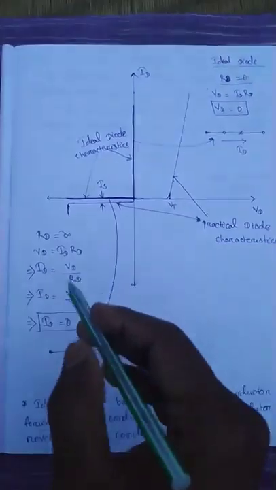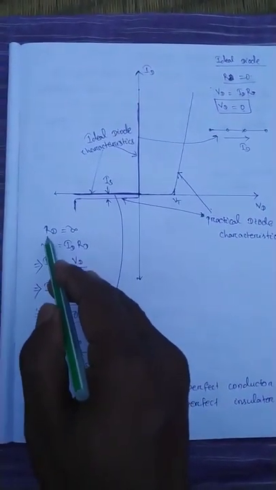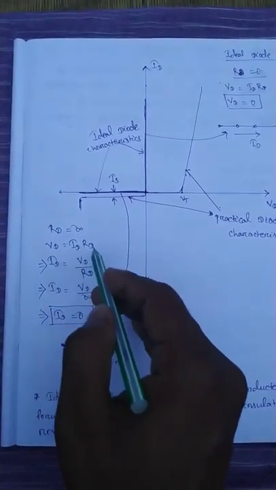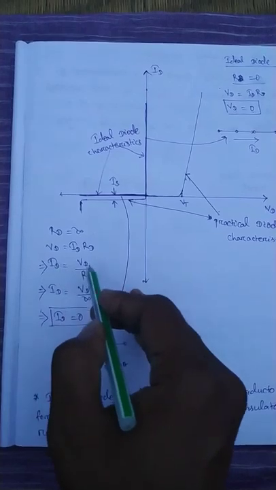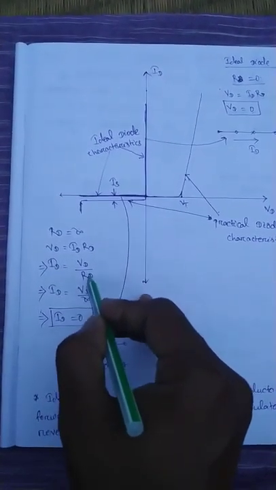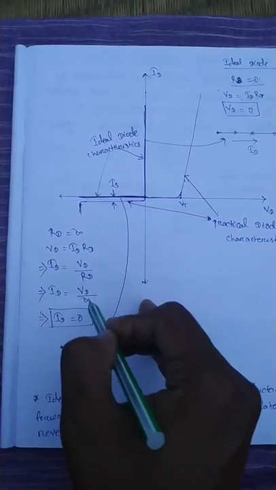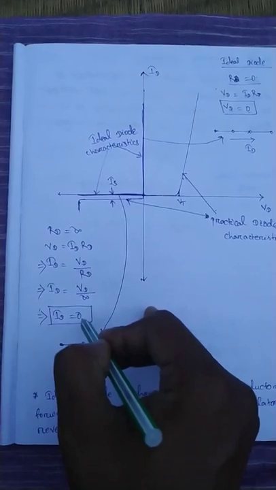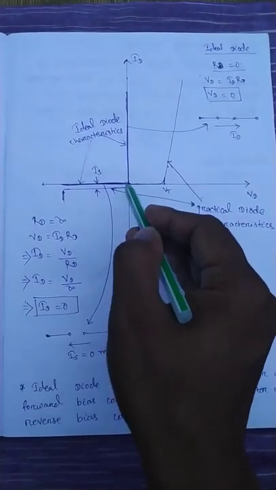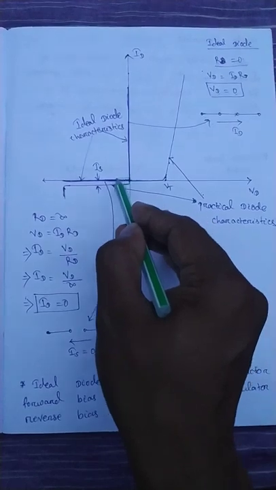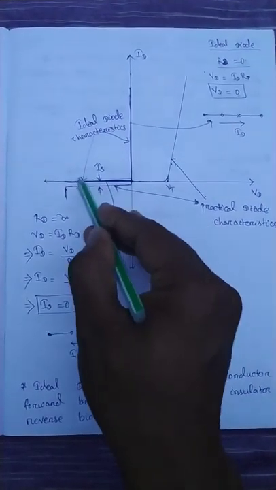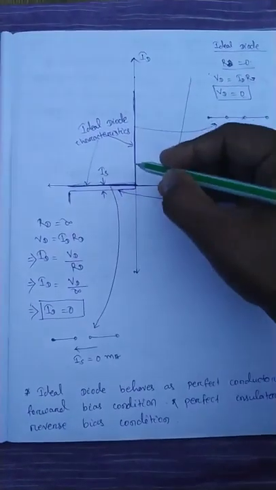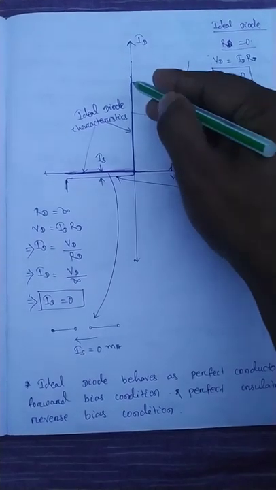And in reverse bias condition, the resistance provided by the diode is infinite, Rd is infinite. According to Ohm's law, Vd equals Id Rd, so Id equals Vd divided by Rd. Putting Rd as infinite, Id equals Vd divided by infinite. Something divided by infinite is 0, so Id is 0. So in case of reverse bias, the current flowing through the diode is 0. As represented by this graph, you can see this line: in reverse bias condition, the current flowing through the diode is 0, and in forward bias condition, the current flowing through the diode is Id.